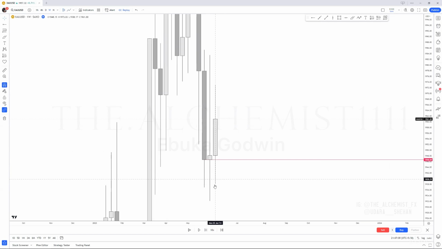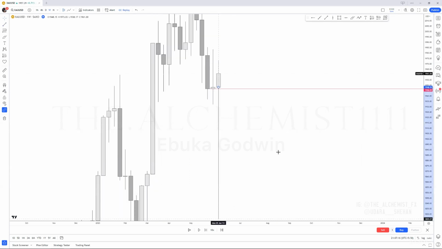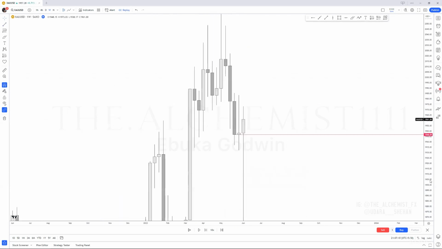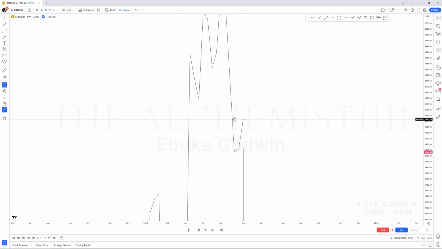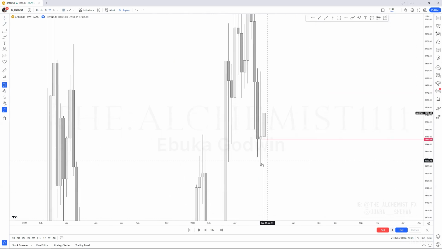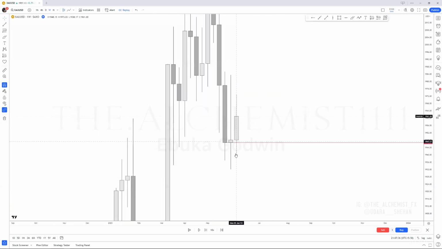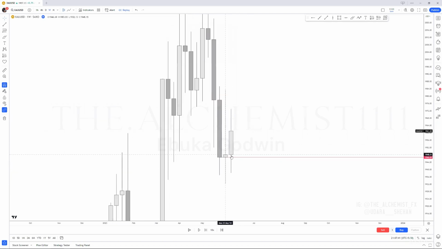It doesn't matter how far down it goes. The wick can be this long, it doesn't matter. All you need to consider is weekly closing above the weekly support. Just remember, it doesn't matter how long your wick is or how deep it went down. All you need to see is if weekly has rejected a weekly support. Do we have that? Yes, we do.